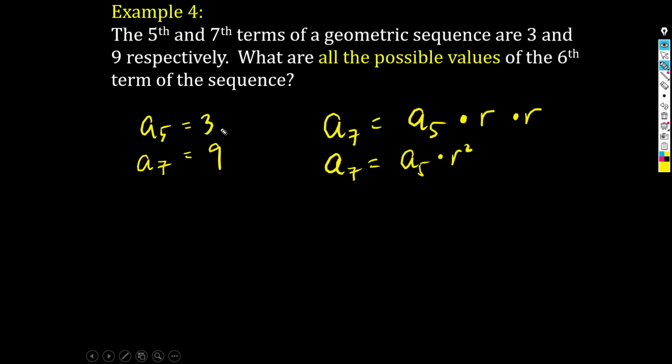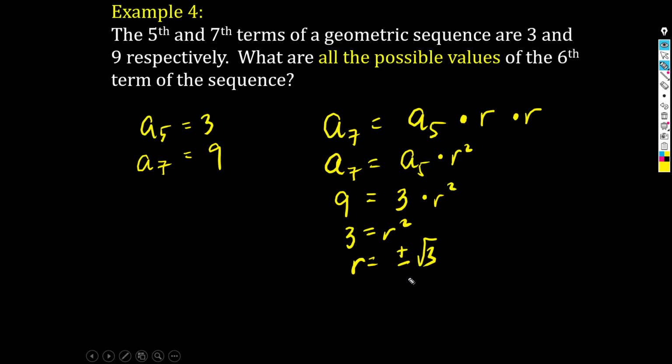We know the fifth and seventh terms are 3 and 9 respectively, so we plug in those values. 9 is the seventh term, 3 is the fifth term. What I don't know is r squared. Let's manipulate this very simple equation. I divide both sides by 3. I get 3 equals r squared. R, therefore, is plus or minus square root of 3, because the common ratio can be negative.